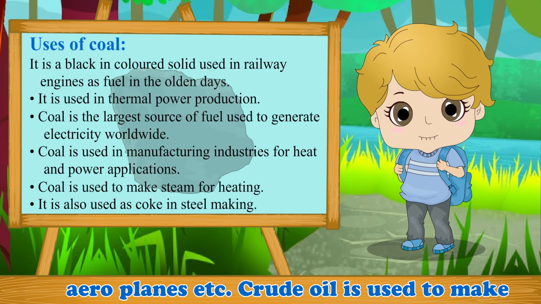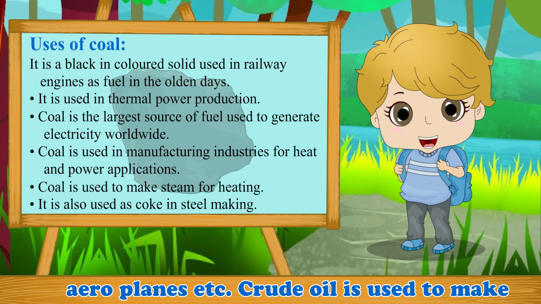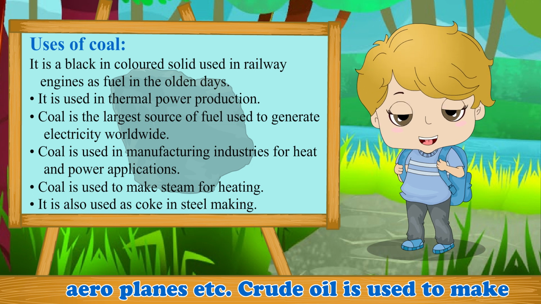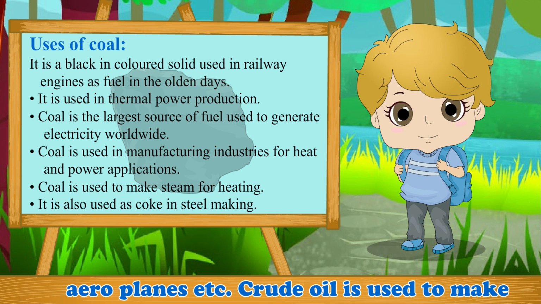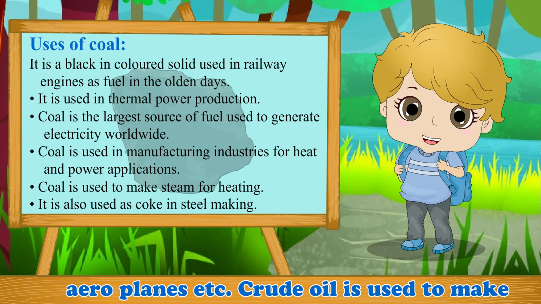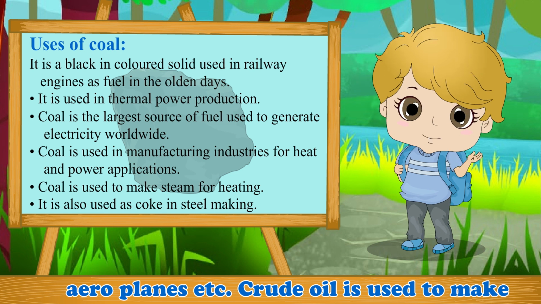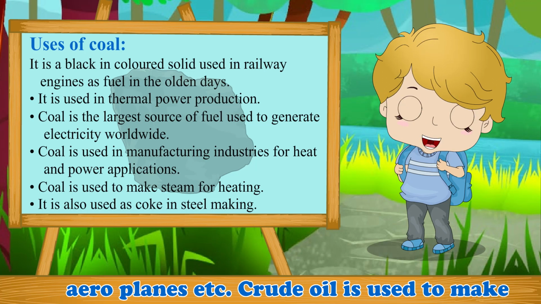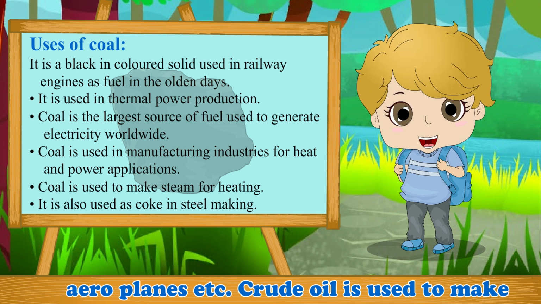Coal and petroleum. Uses of coal. It is a black colored solid used in railway engines as fuel in the olden days. It is used in thermal power production. Coal is the largest source of fuel used to generate electricity worldwide. Coal is used in manufacturing industries for heat and power applications. Coal is used to make steam for heating. It is also used as coke in steel making.